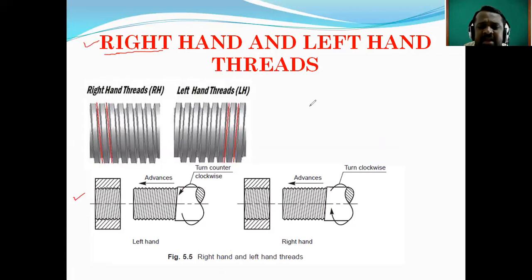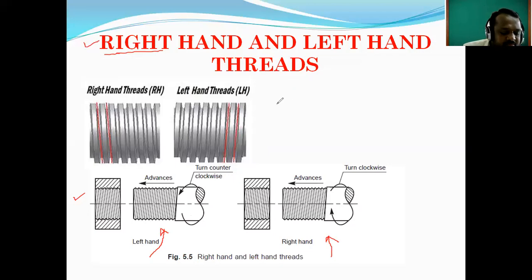We can easily understand the types of thread, whether it is right hand or left hand, by using one method. It is called the rotation method. Just see here, this is the left hand thread and this is the right hand thread. And we have one simple formula, according to which we can easily understand whether it is right hand or left hand. What is the formula?